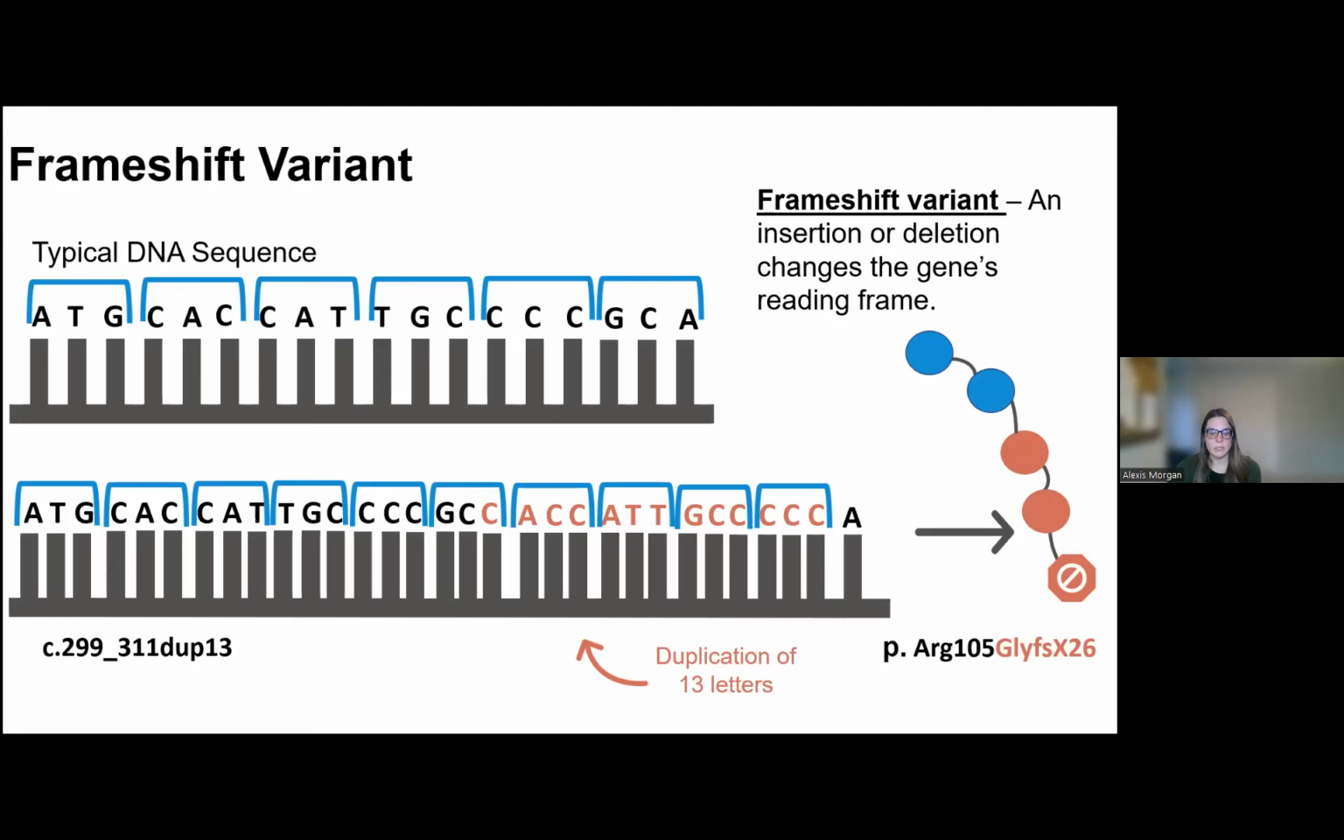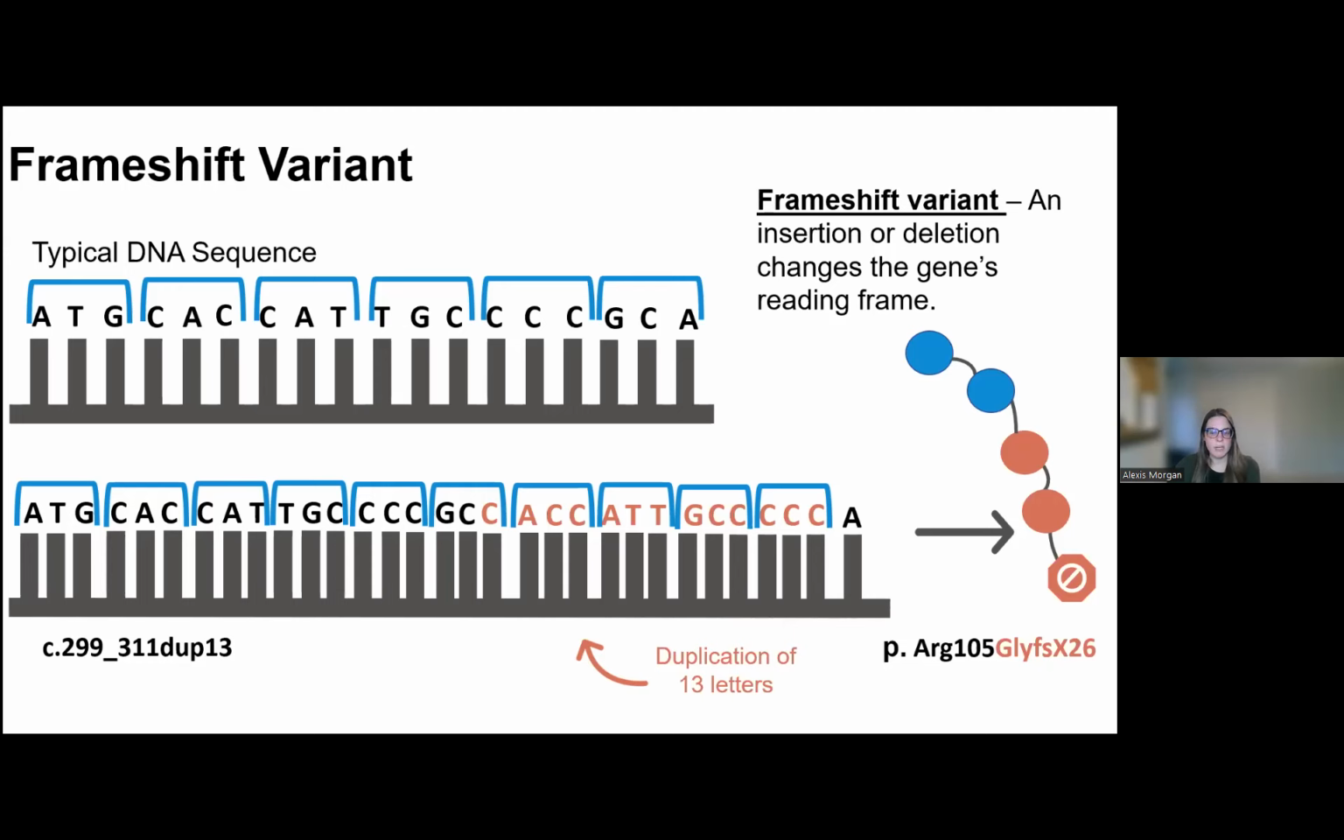As we talked about earlier, the body reads the DNA sequence in sets of 3. So insertions, duplications, or deletions of the DNA sequence, so any change in the DNA sequence not in sets of 3, will shift how our body reads the remaining letters and can change the remaining amino acids, eventually resulting in an early stop signal for the protein. Since it is changing the reading frame, that's why we call it a frame shift variant.